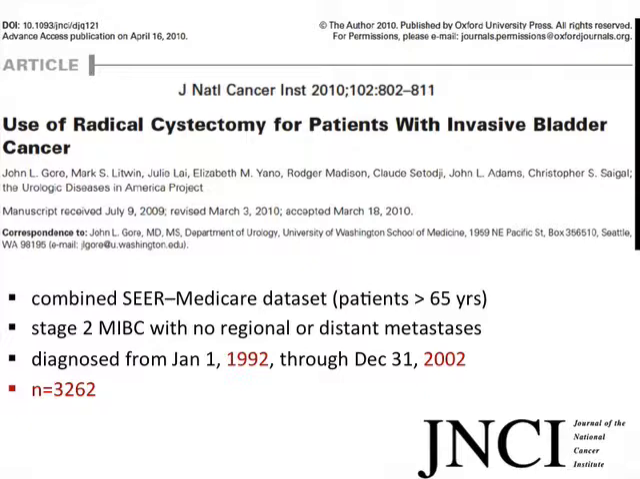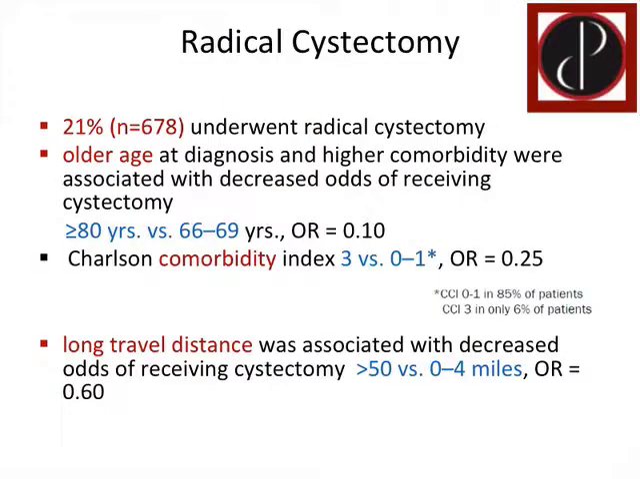What's going on in the street? A good study by L. Gore et al. looked at patients more than 65 years old. They looked at the SEER database and then looked at stage 2 muscle invasive bladder cancer between 1992 and 2002. Just 21% underwent radical cystectomy, and older age, having more comorbidities and long travel distance to the center were inversely correlated with having cystectomy.